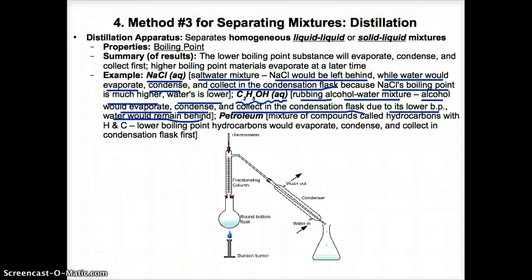Another example of a homogeneous mixture that can be separated by distillation is petroleum, where the mixture of compounds called hydrocarbons, with hydrogen and carbon, have the lower boiling point hydrocarbons evaporating, condensing, and collecting in the condensation flask as liquid first, just due to the fact that they have lower boiling points.